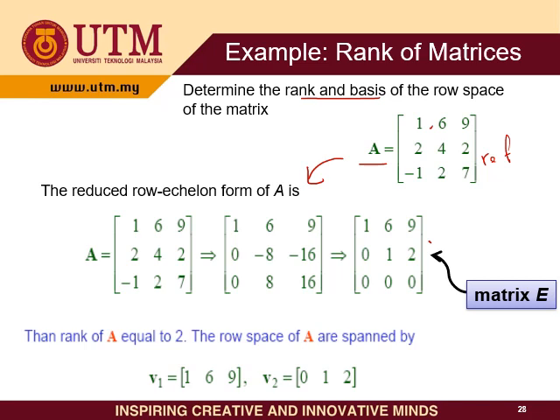Then the rank of A is equal to 2, because of the non-zero rows here. We have two non-zero rows, right? So these two are our basis, V1 and V2. And the dimension is the number of bases we have, which is 2.